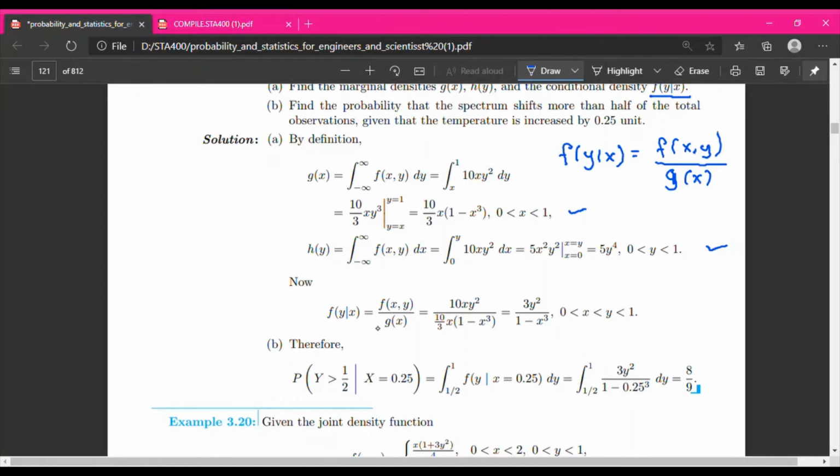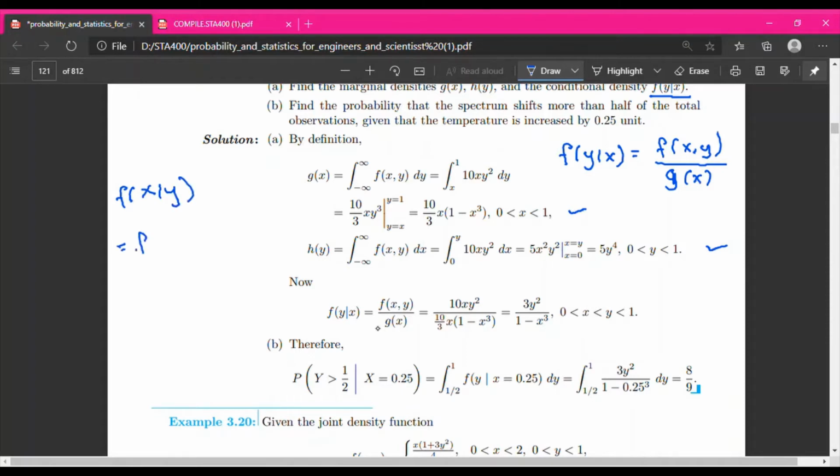Okay, so once we have these two value, and we know that this is the joint function of fxy, so this is 10xy square divide dengan gx. Gx is this one, 10 over 3x, 1 minus x power of 3 here. And then solvekan. So ini adalah conditional function of y given x. Untuk y given x.